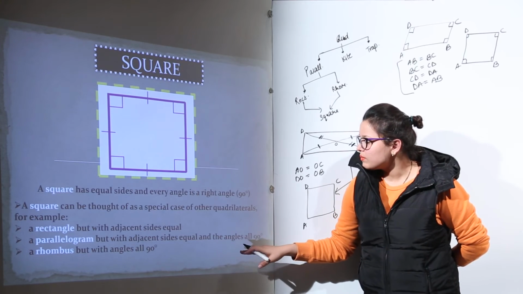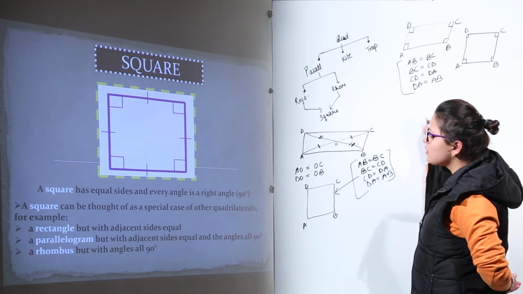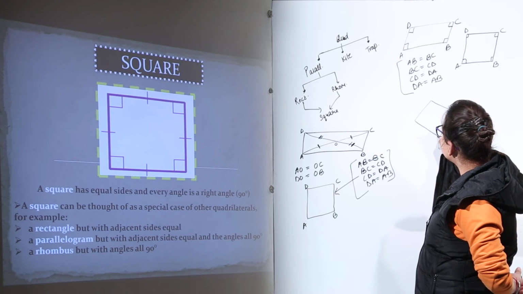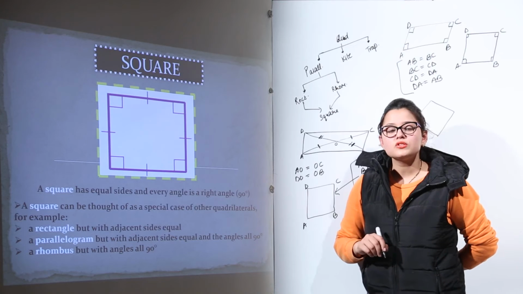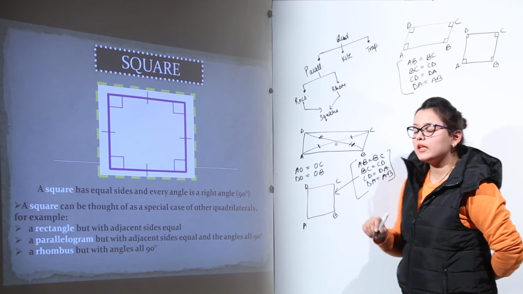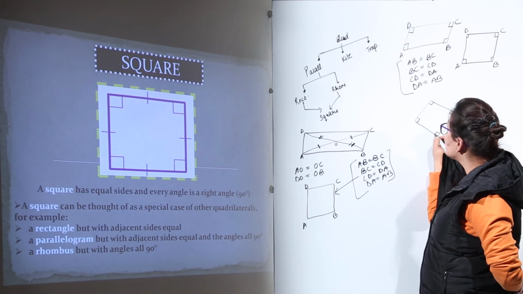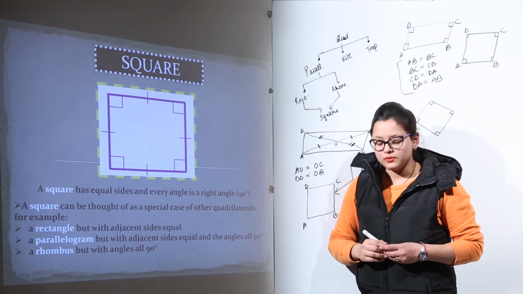Last is a rhombus. Now you can see in a rhombus we have the adjacent sides equal to each other, right? But if all the angles of a rhombus become 90 degrees, then what? If all the angles of a rhombus become 90 degrees, we will take it to be a square.